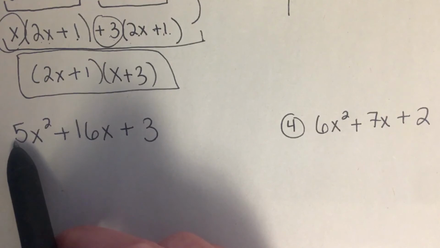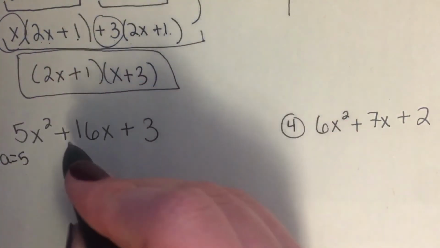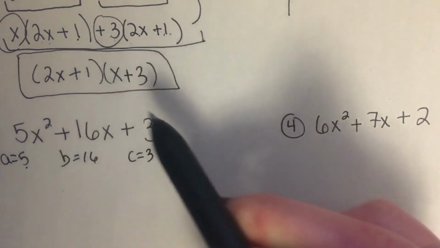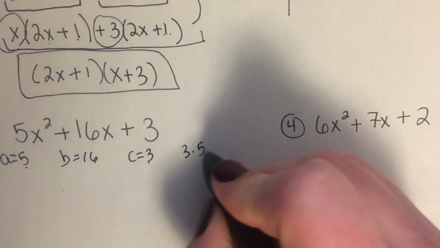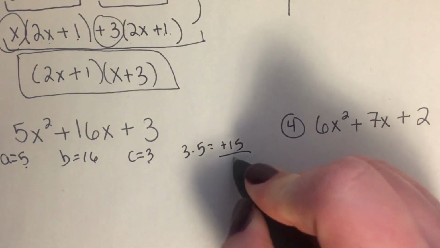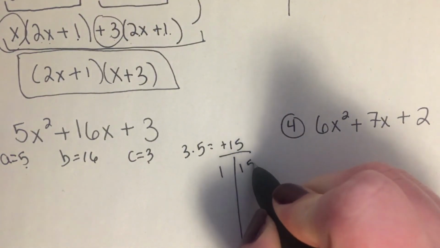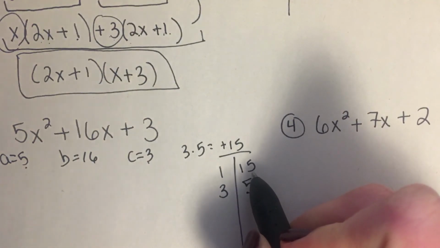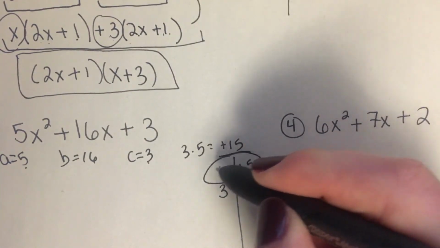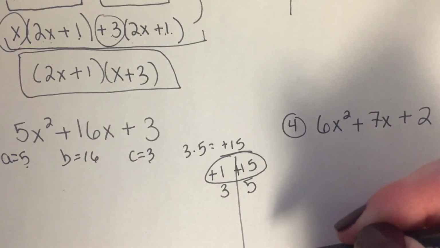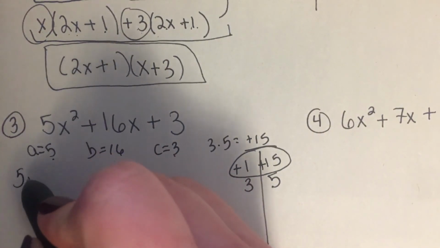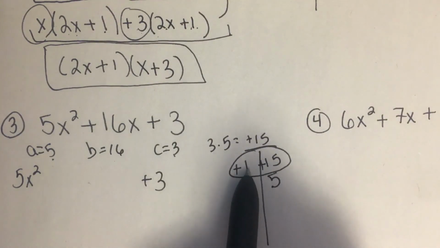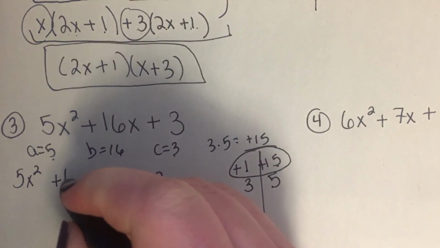All right, so for number 3, once again, we have a equals 5, b equals 16, c equals 3. So I'm going to multiply a times c to get 15. 3 times 5 equals a positive 15. List your factors. 1 and 15, 3 and 5. So which two are going to help us make 16? Well, 1 and 15, again, if they're both positive. So I'm going to copy down my first, copy down my last, and split this middle term into its two pieces, positive 1x and 15x.